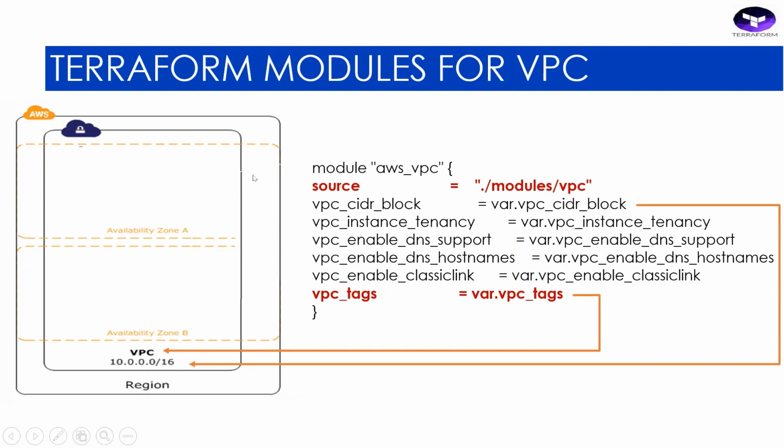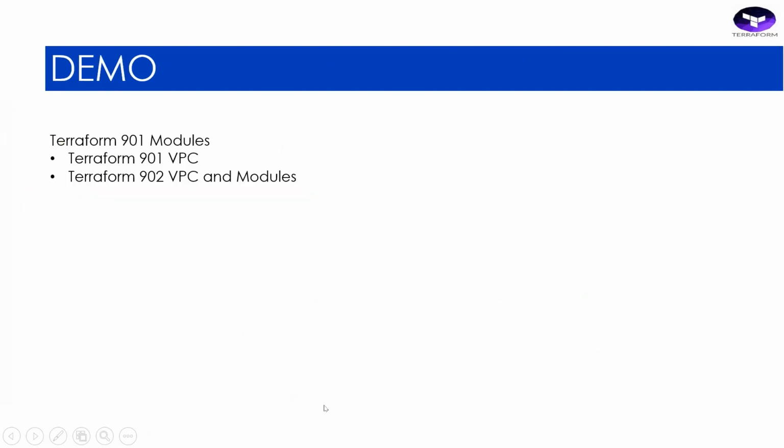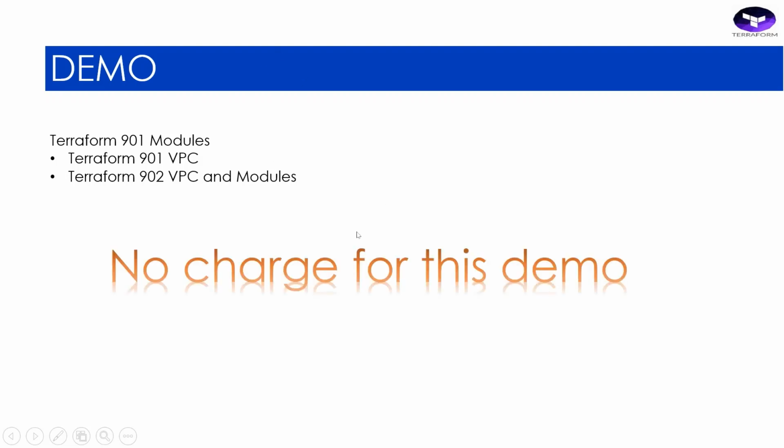And in this lecture there are two demos: one for Terraform 901, which is the simple VPC creation, and then Terraform 902, which is the VPC creation by the module, and then we'll see the difference. There is no charge for this demo, especially on AWS, because we are not going to create a resource which will cost more, but it's better to destroy it immediately once you learn it. So let me go and do the demo.